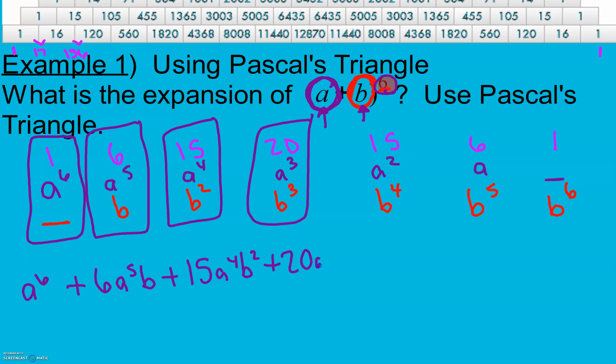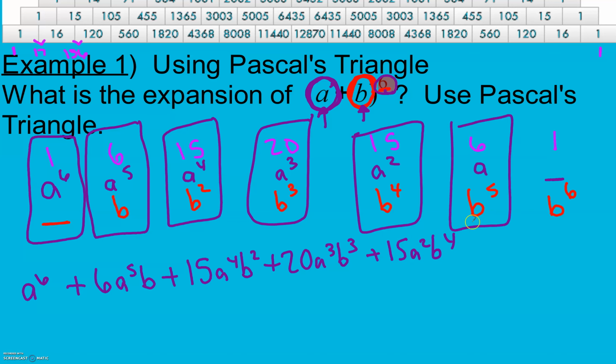Plus 20 a cubed b cubed, plus 15 a squared b to the 4th, plus 6a b to the 5th, plus b to the 6th.